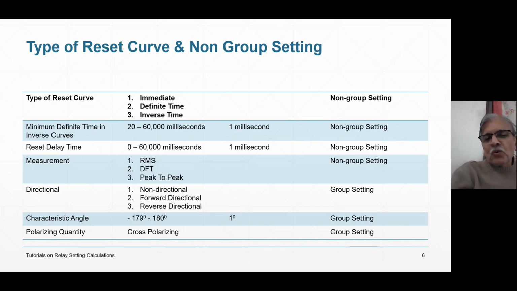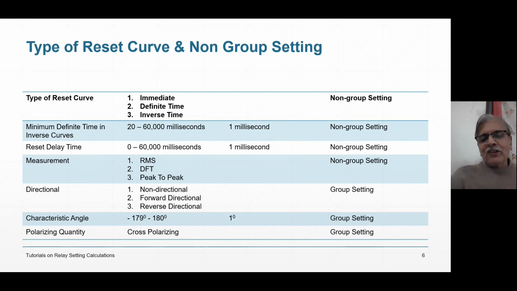It is not available in 6 group setting, right? Minimum definite time is not available in 6 group. Reset delay time. Within what time the relay will reset? That is also non-group. Measurement. How do you want to carry out the measurement? Not about fault, normal measurement, normal current measurement. Whether you want RMS or DFT, discrete Fourier transform, or peak to peak. That's also non-group. Directional. If directional relay is there, whether you want non-directional facility or directional, you want to see the relay forward directional, that is away from the bus, or reverse directional towards the bus. That is also settable, that you can decide.